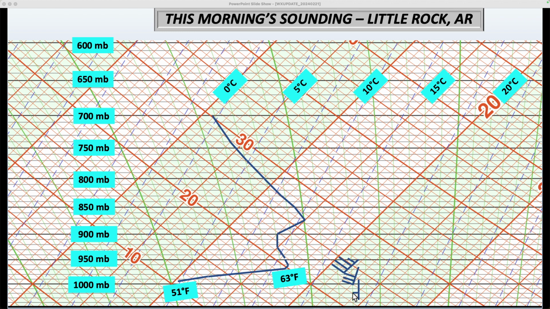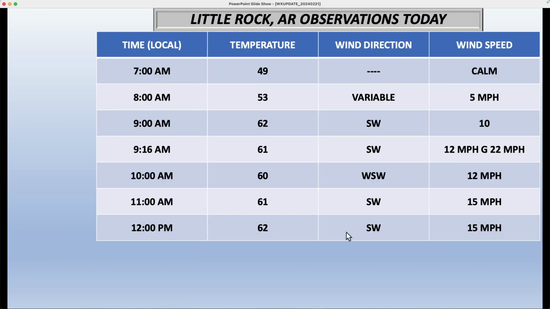So now let's take a look at the observations from the Little Rock station from 7 a.m. to noon. There's a slight discrepancy here between what was reported at the airport and the upper air station. They're not apparently in exactly the same location. But at the airport location, it was 49 degrees at 7 o'clock with a calm wind. Then at 8 o'clock, it was up to 53, and the wind was variable in direction at 5 miles per hour. And then it shot up to 62, which is about the temperature at the 1,000 foot above ground level.